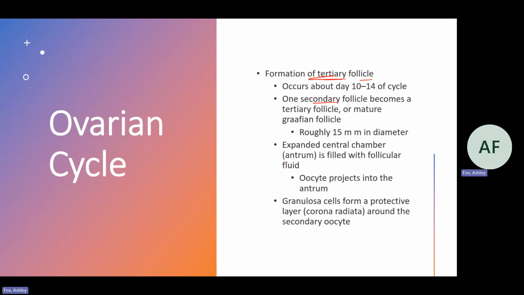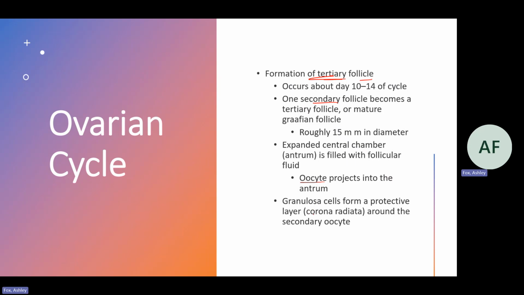So what happens is we have a follicle area that's filled with fluid, and it's called the antrum. And that's where the oocyte is going to project into. So we'll see, and I'll show you in a picture coming up.